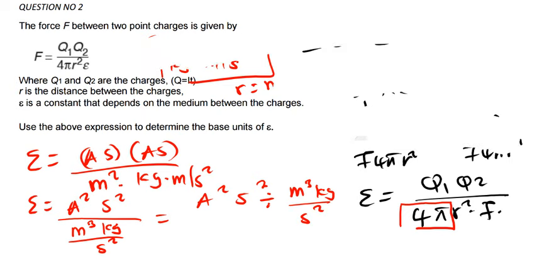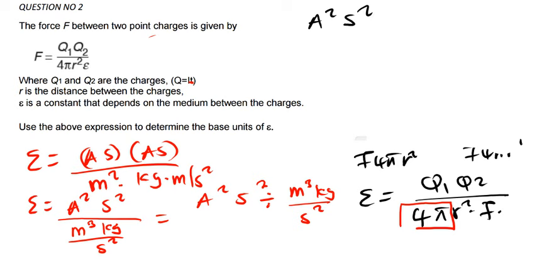So now what I'm going to do is write A squared s squared times s squared, and then divide this by m to the power 3 kg.